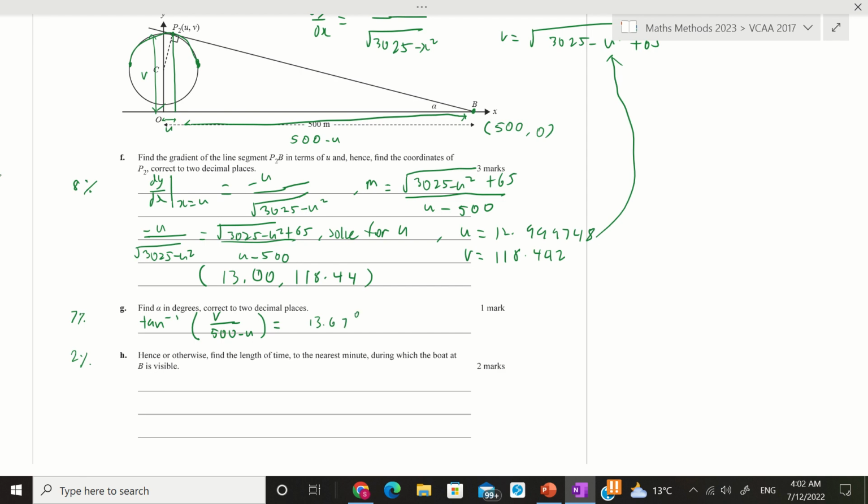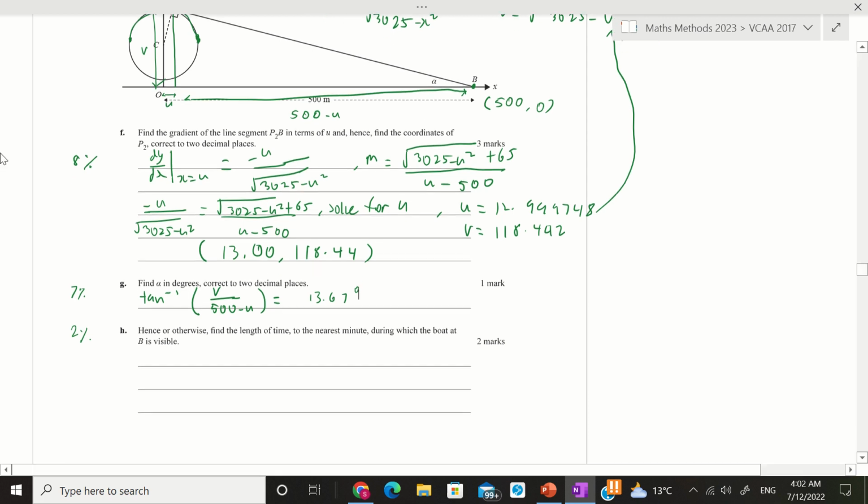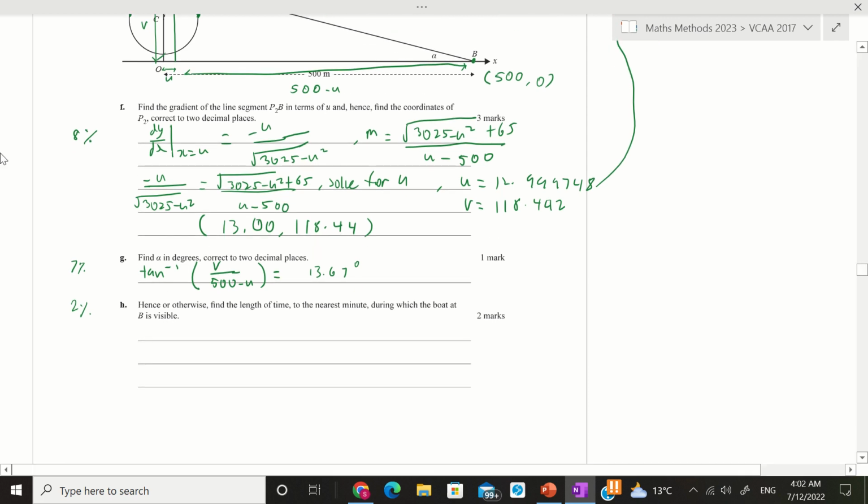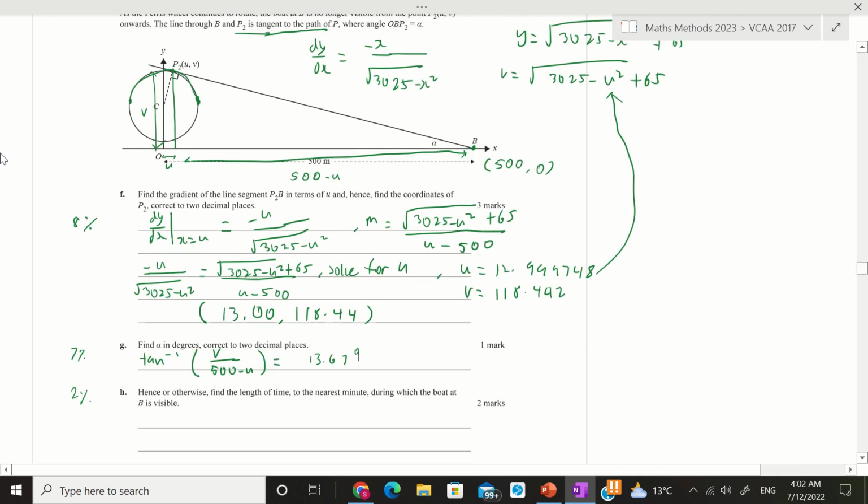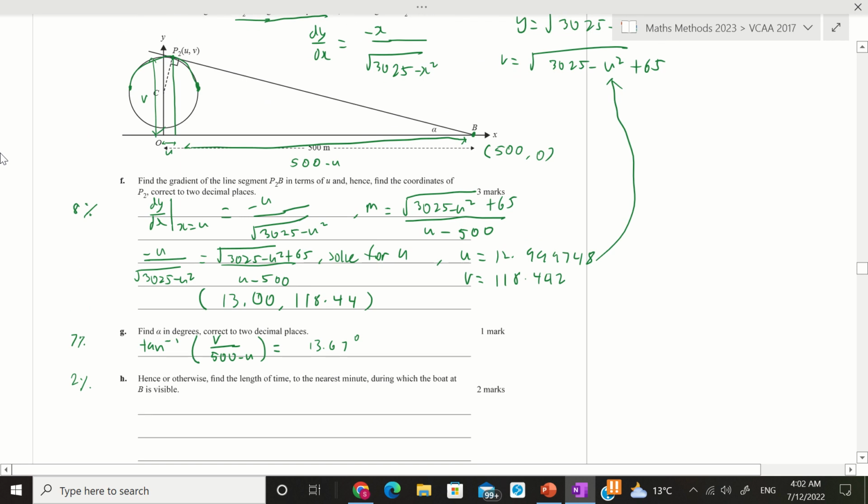Okay, so now finally we have part H. Part H was definitely the hardest question in this exam. It was a very difficult question, so hopefully we can unpack this together and see how we can go ahead and do this. We're asked to find the length of time during which the boat is visible.